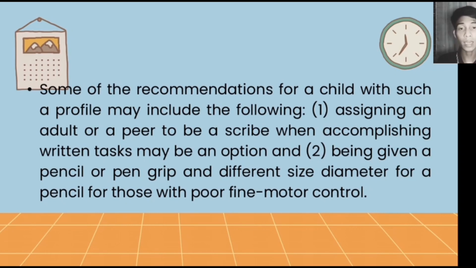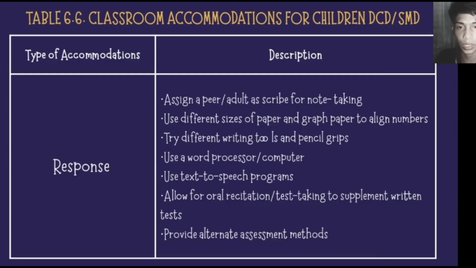First, assigning an adult or a peer to act as a scribe to help with writing tasks may be an option, because they are unable or have difficulty to write. They need someone to help so that they can answer the written task. The second one is being given a pencil grip and different diameters of pencil for those with poor fine motor control. So they have different kinds of pencils in order to write properly and comfortably. Table: practical classroom accommodations for children with developmental coordination and movement disorder.